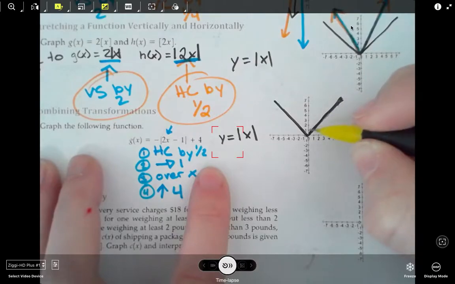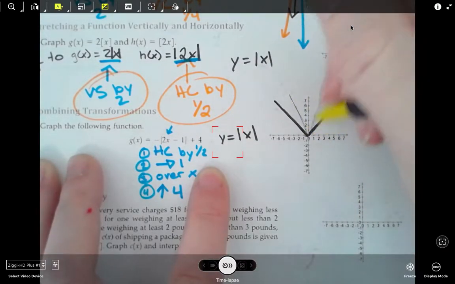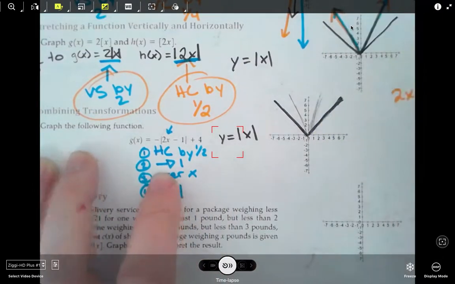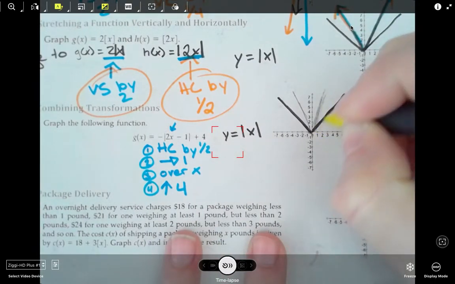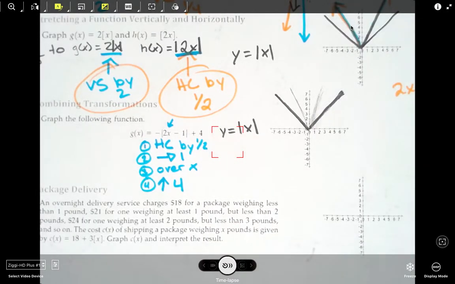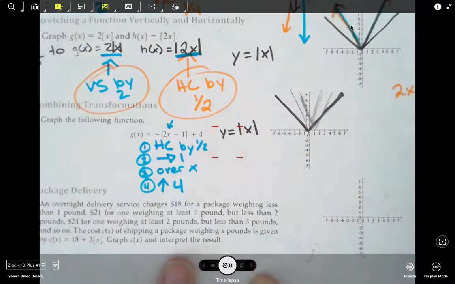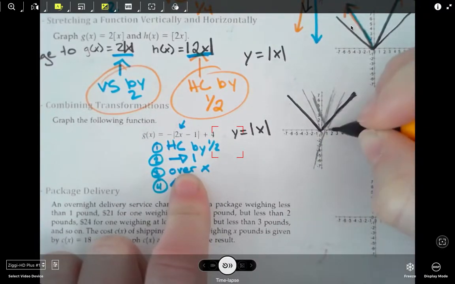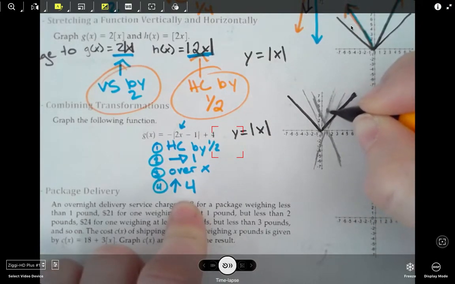Okay, I'm going to do this with a pencil so I can start to do some of this stuff. Horizontal compression by 1/2. That's going to make him skinny, like here-ish. And then I'm going to move him to the right 1, so he's going to be here. My pencil is not working. I need a new pencil. To the right 1. So he looks like this now instead. Over the x-axis. Now he's down here, and he's skinnier. And then up 4. He's going to be here and skinnier.